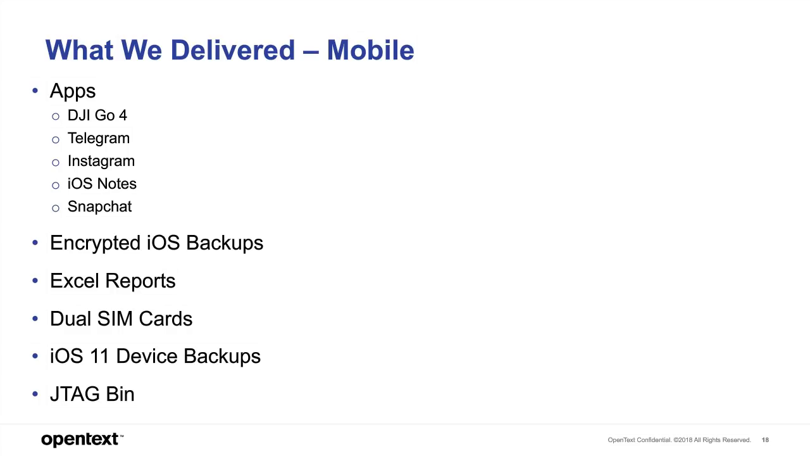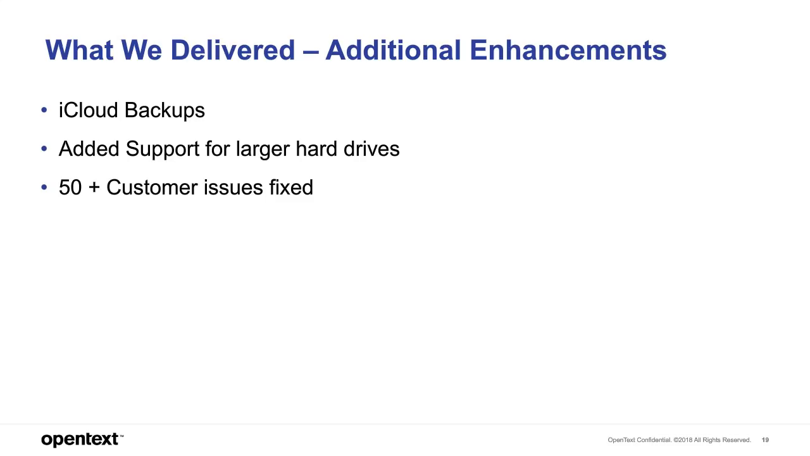We're continuously updating those, and this is what you see. We have updated support for Telegram, Instagram, Snapchat, and those kinds of applications have been added. Along with that, the capability for encrypted iOS backups, Excel reports, dual SIM cards, JTAG bin. Those are the kinds of updates we have done on Mobile Investigator. We've added a couple more things, actually. One of the coolest things which I believe we've added is iCloud backups, but that's just one option. We support around 8 or 9 cloud acquisition methodologies, including Google Drive, Facebook, Twitter.